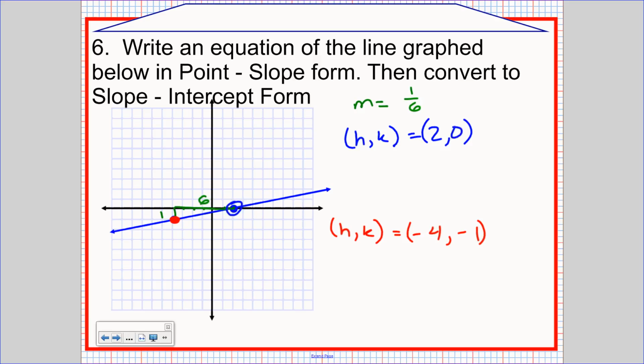So when I do that right now, the blue one gives me y equals 1/6 times x minus 2 plus 0. And the red one gives me y equals 1/6 times x plus 4 minus 1. Okay, so what I want you to do now is pause the video and take a second and distribute those out. When you unpause, the answers will show up. Okay, pause the video.